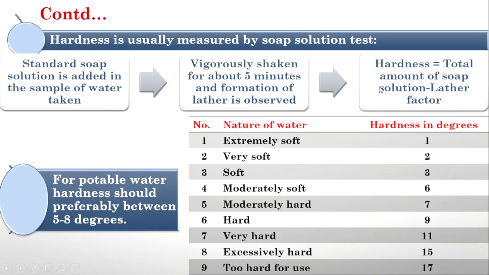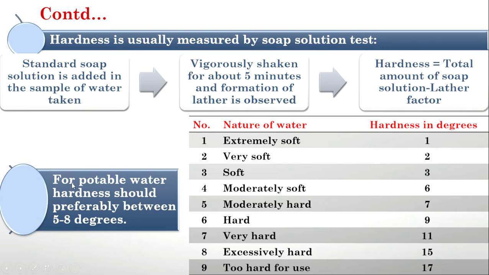There is a simple test for hardness. Hardness can be tested by means of a simple soap solution test. We dissolve soap in water and shake it for 5 minutes. After that, we can see lather formed. Hardness can be calculated using this equation: hardness is equal to the total amount of soap solution which we have created minus the lather factor, that is, how much lather is formed in that amount of soap solution. So this will give the hardness of the water.